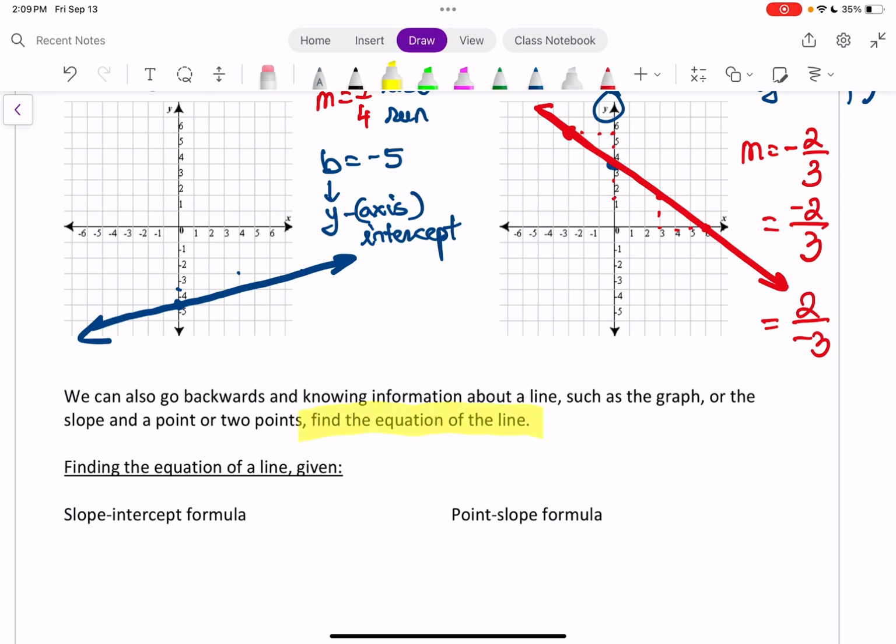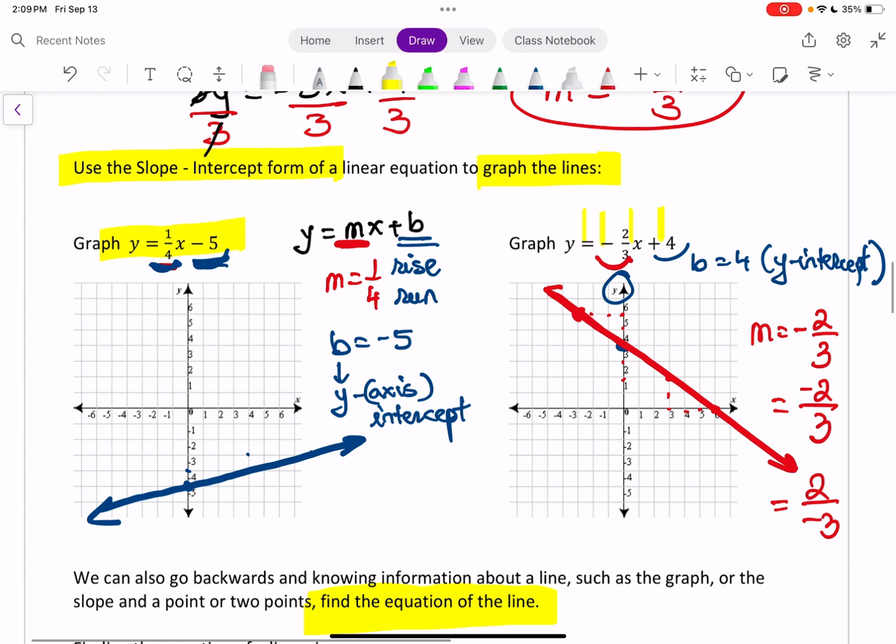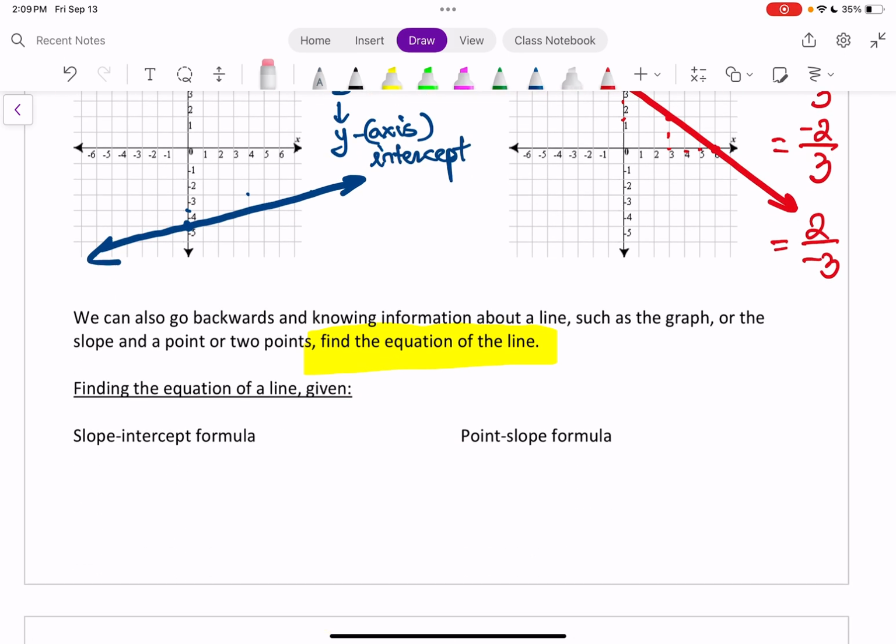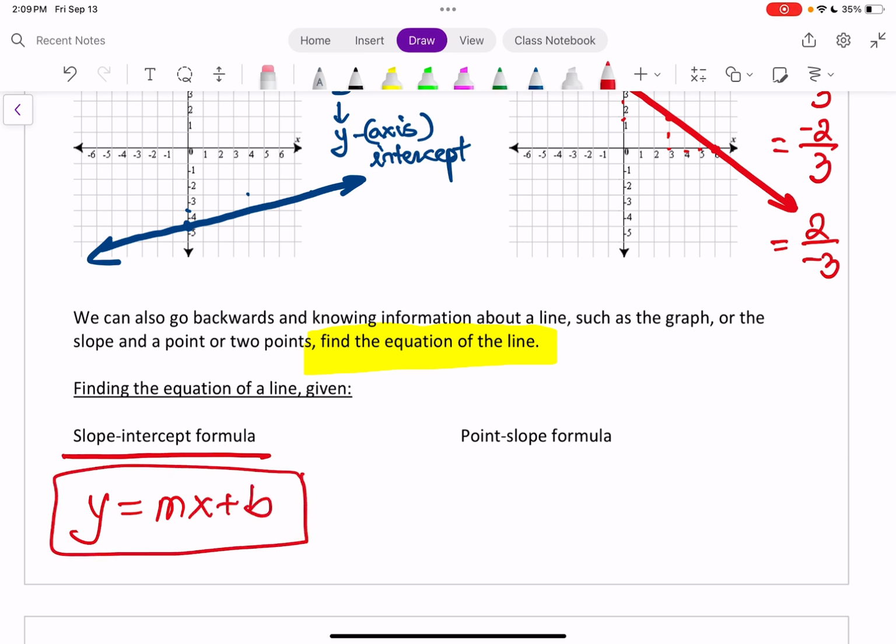That's a big one. Many times we need to find the equation of the line. So the information's given to us, and we need to come back and come up with the equation of the line. So knowing the equation, we can find a lot of things, but also backwards, knowing things about the line, we now want to find the equation of the line. So we are using 2 formulas. Number 1, the slope-intercept formula, that's the y equals mx plus b formula to find the equation of a line. That's what we need to come up with, okay?